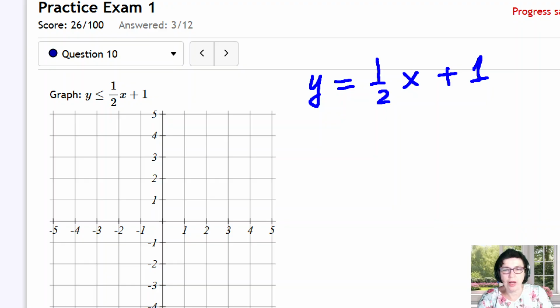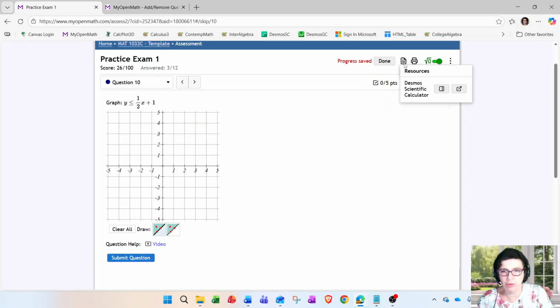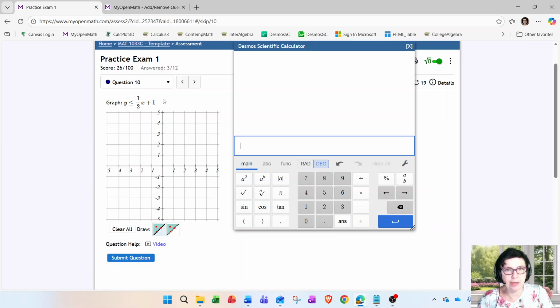Now, to graph the equation, we just need 2 points. That's all. There are a couple of ways you can do it, but the easiest way, since you have the Desmos calculator, is to go under resources and click on the calculator, and we are going to type just the right-hand side. So 1/2, in place of x, we put parentheses, plus 1. If we put a number in parentheses, it'll give us the y value for that x value, and we will have a point to graph.